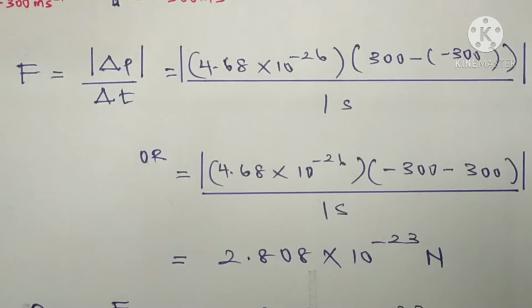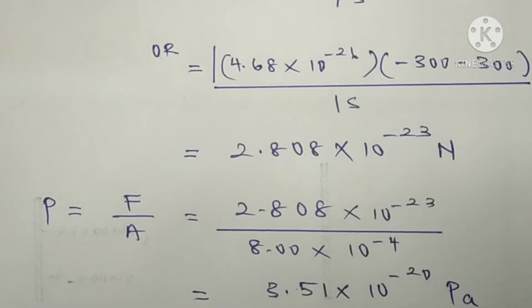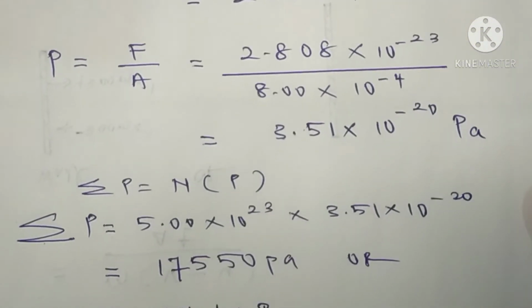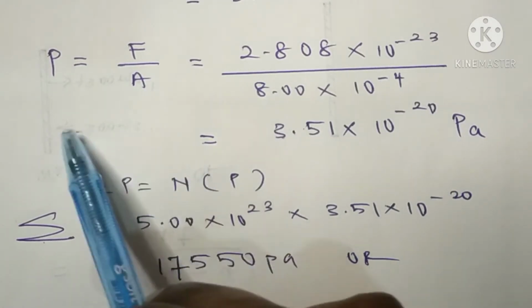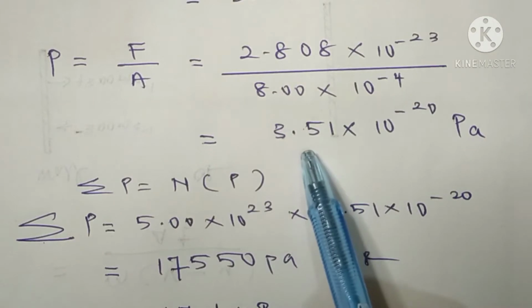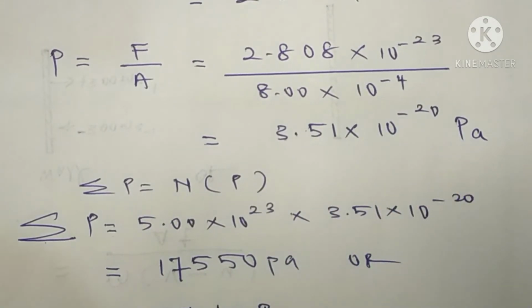And for the final step, we're going to find the total pressure exerted on the wall by 5 times 10 to power 23 nitrogen molecules. Pressure is equal to force per unit area. We're going to substitute all the values accordingly into this formula. We're going to get the pressure for one molecule as 3.51 times 10 to power negative 20 Pascal.